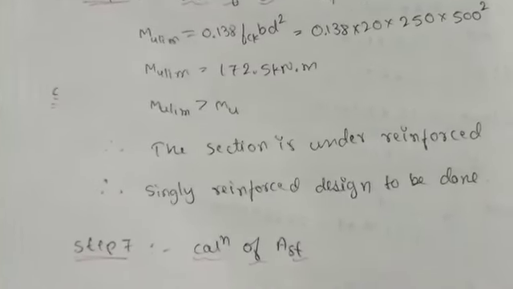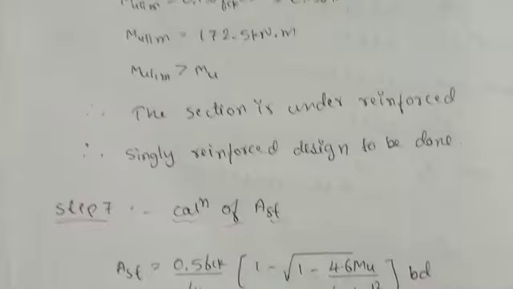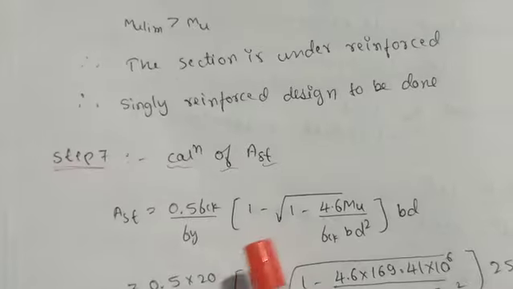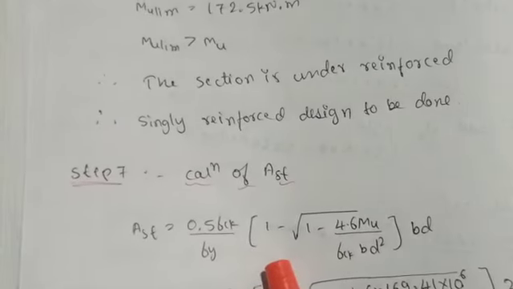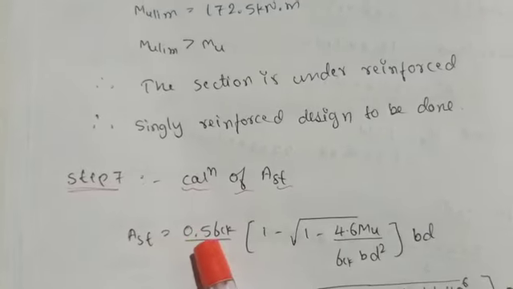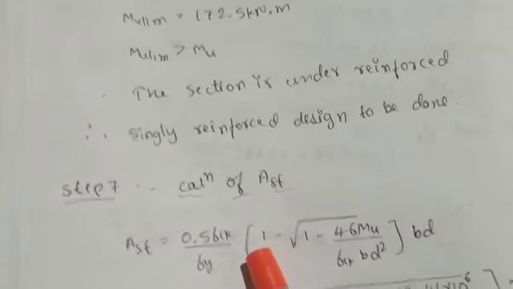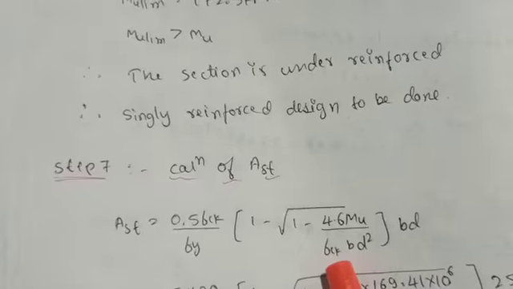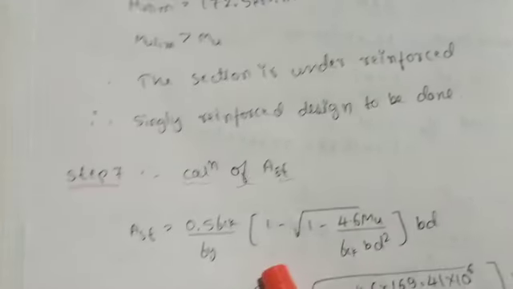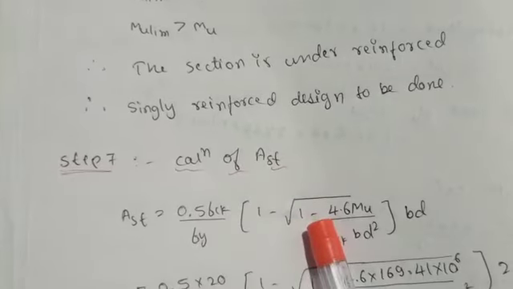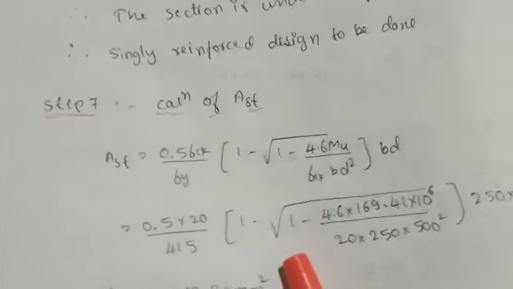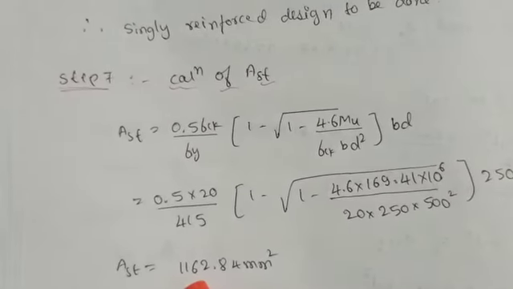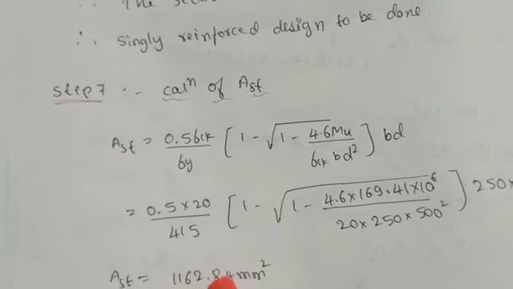After this, we'll go for the calculation of Ast. So we have one formula to calculate the Ast without quadratic equation. I will show by using Ast is equal to 0.5 fck divided by fy, bracket 1 minus under root of 1 minus 4.6 Mu divided by fck bd square, into bd. By using this formula, we will calculate the Ast. So substitute all the values, simplify this, we will get our Ast as 1162.84 mm square.